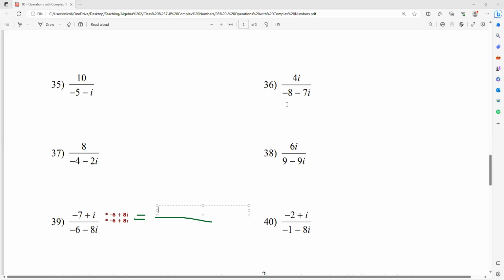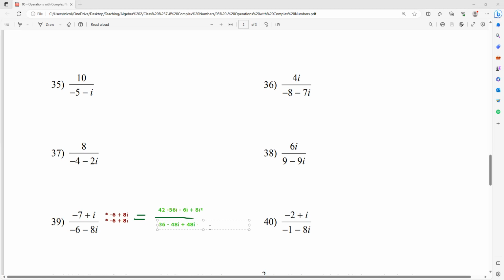And so now we're going to get negative 7 times negative 6 is 42. So you're going to FOIL. Negative 7 times 8i is negative 56i. So we already know how to FOIL, right? This is nothing new. 42 minus 56i minus 6i plus 8i squared. For the denominator, we're going to get 36 plus 48i minus 48i. Actually, this one's a minus 48i. And this one's the plus 48i, but it doesn't matter because they're going to cancel each other out because they always do.